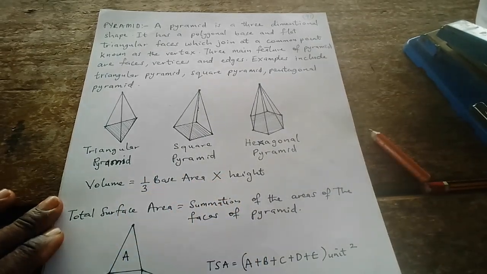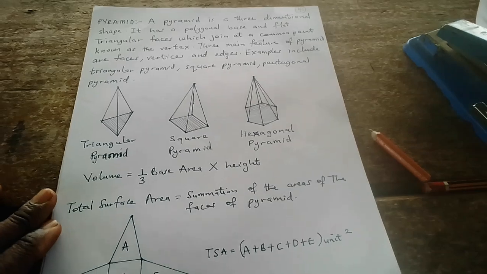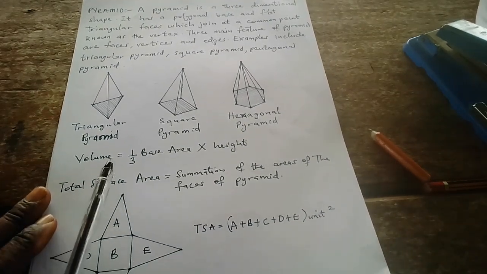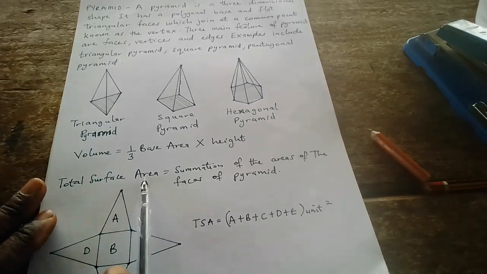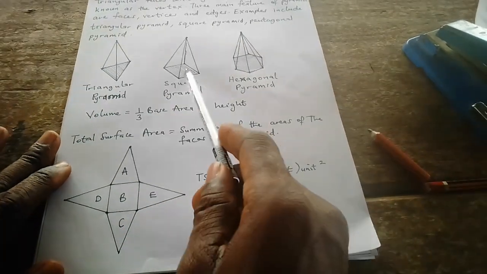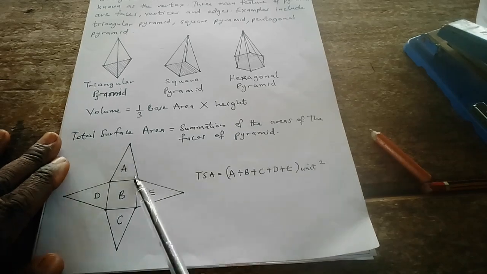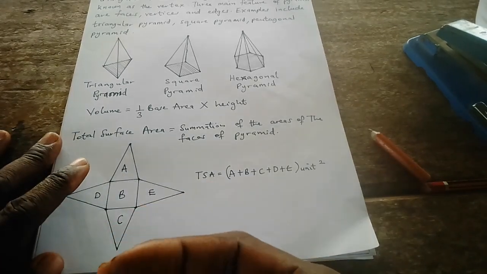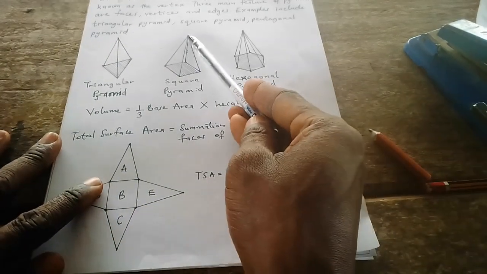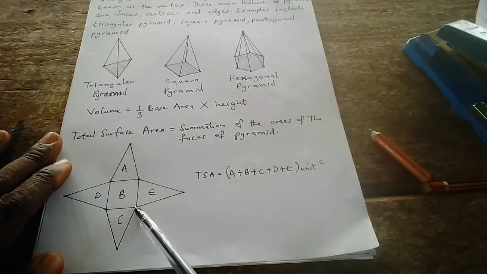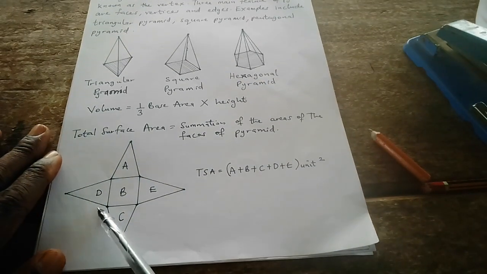If you want to know the total surface area, it is the summation of all the faces. That means you will dismantle, like this square base pyramid. The base here is a square, so this is the side that is the triangular face at this side, then the triangular face at this side, the triangular face at this side, the triangular face at this side.